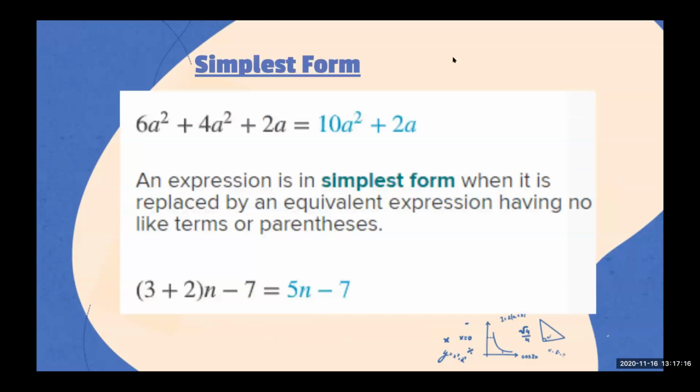If not, the last idea is the simplest form, just making sure that we know when it says simplify the expression or put it in simplest form, how we go about doing that. An expression is in simplest form when it is replaced by an equivalent expression having, and it's really two things that it's not allowed to have. One thing it can't have is like terms. If there are still like terms, then we want to go ahead and combine them before we can call it simplest form.